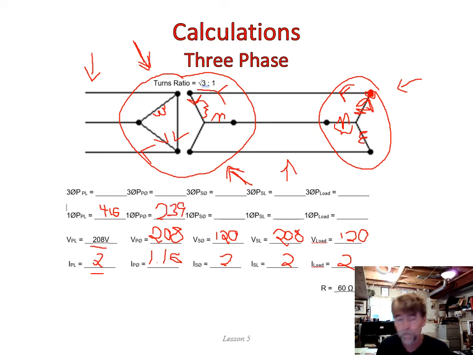239.2, but I don't have room for that, so there it is. Okay, so now how do you feel about that? When we went from the primary line into the primary phase, we lost a whole bunch of power. That makes sense to anybody?